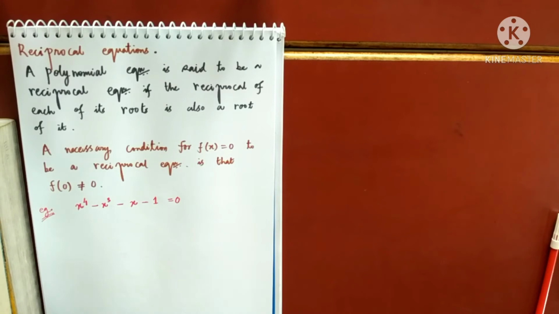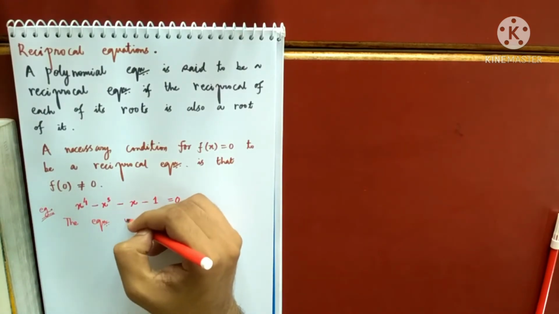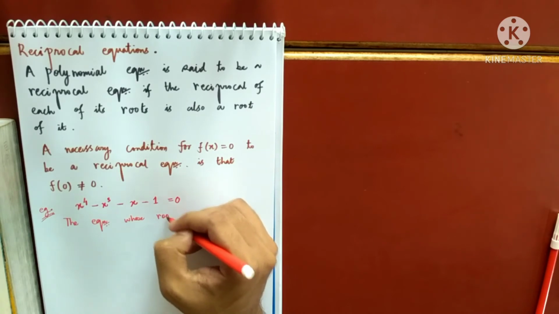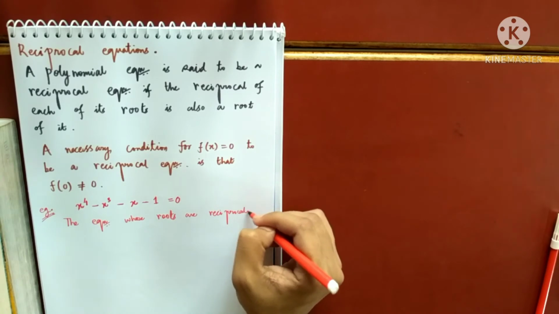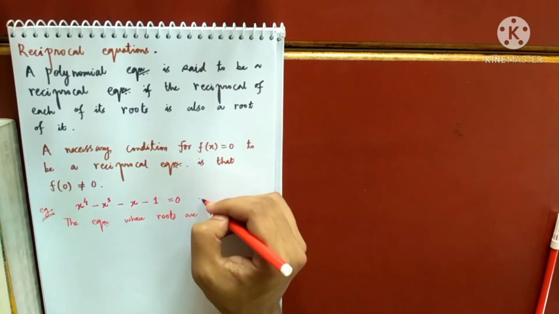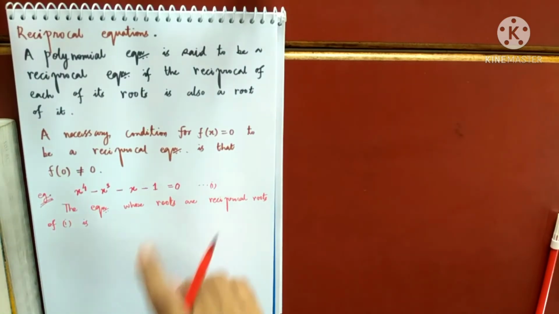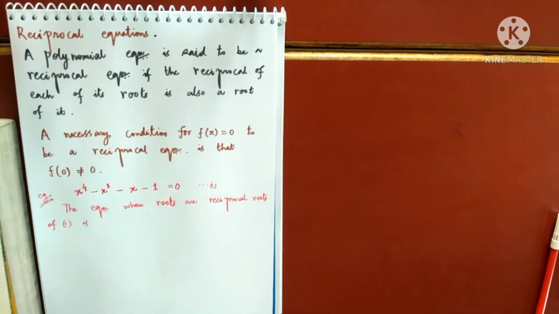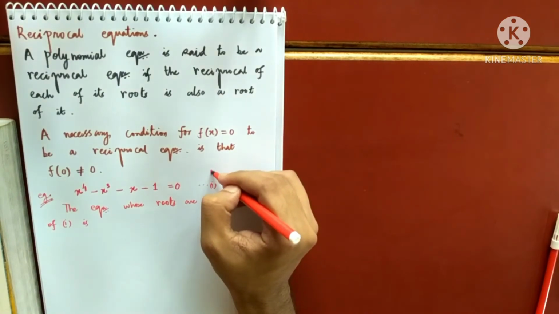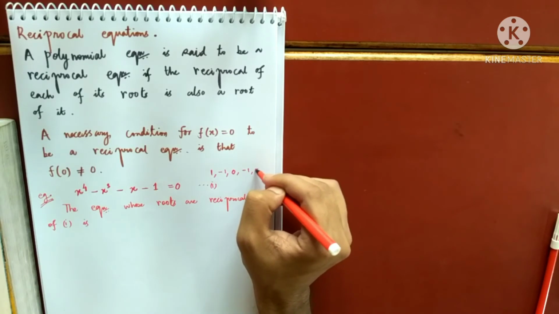Right? We know how to find an equation whose roots are reciprocal roots of the original equation. So the equation whose roots are reciprocal roots of 1 is this. What to do? You rewrite the coefficients, right? You rewrite the coefficients in the reverse direction. So here the coefficients are 1, -1, 0, -1, -1.